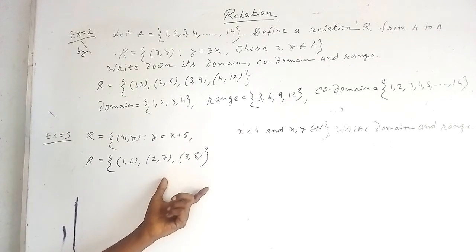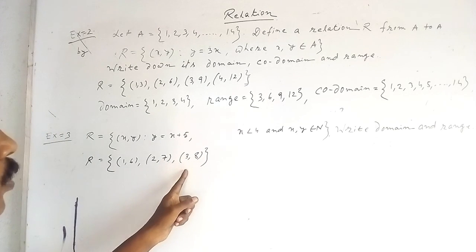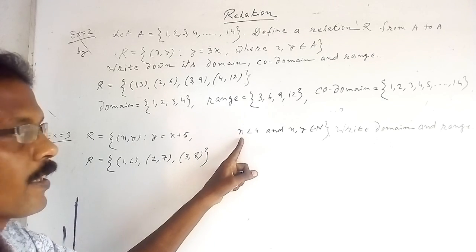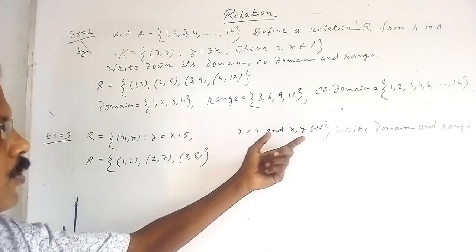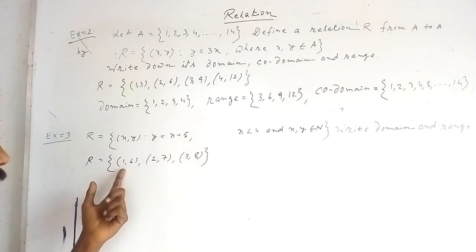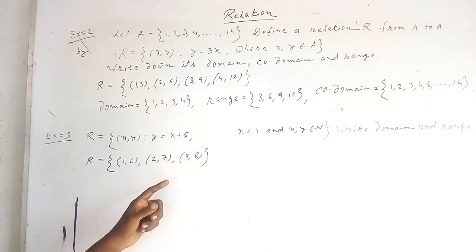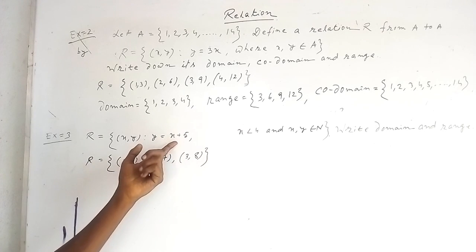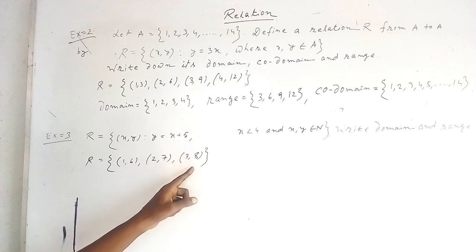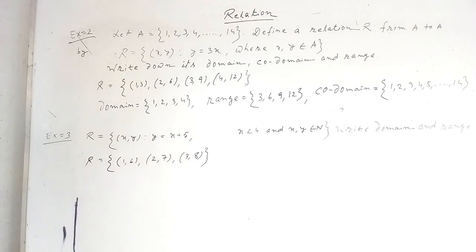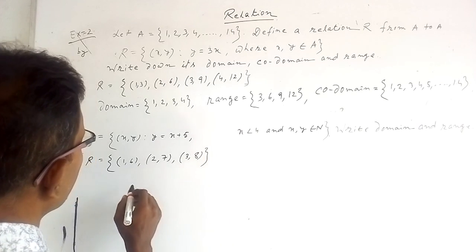This is the end of the set, because you cannot take x is equal to 4 since it is given that x is less than 4. And since x belongs to the set of natural numbers, you have to start from 1. That is 1, 2, 3, and the corresponding values of y, which is x plus 5, are 6, 7, 8. Now write the domain and range set.